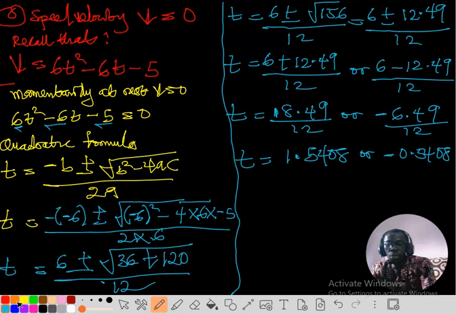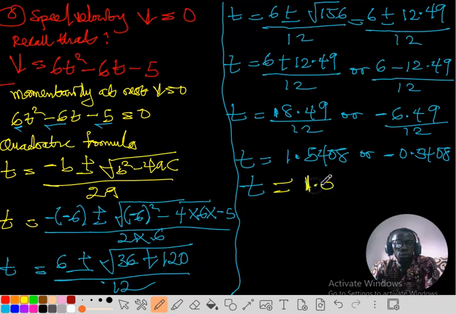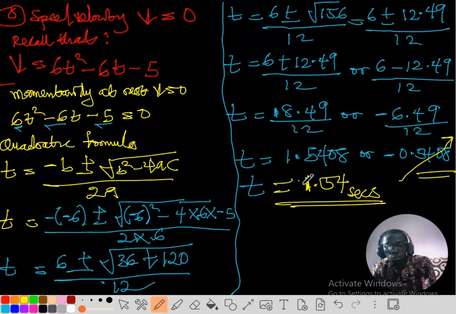So therefore the time when the particle is momentarily at rest is approximately 1.54 seconds. So at 1.54 seconds the particle is momentarily at rest. You can't have negative time for the particle to be momentarily at rest. So the particle is momentarily at rest when t is 1.54.